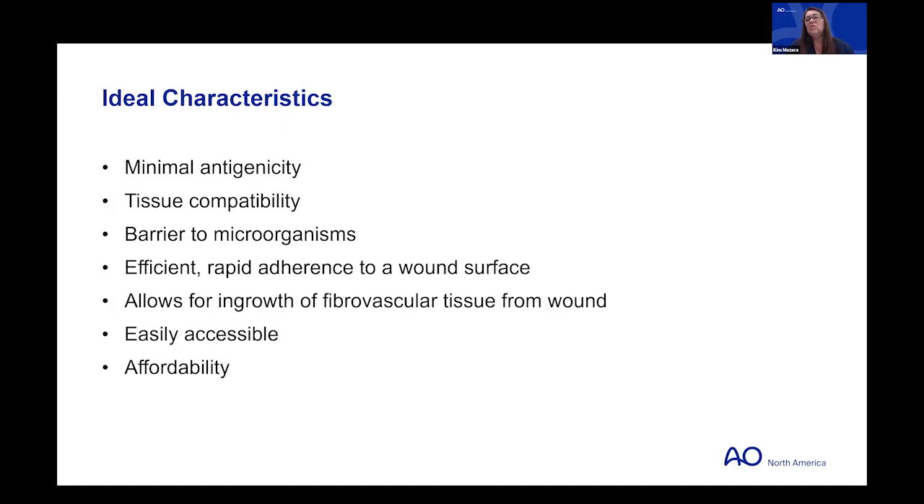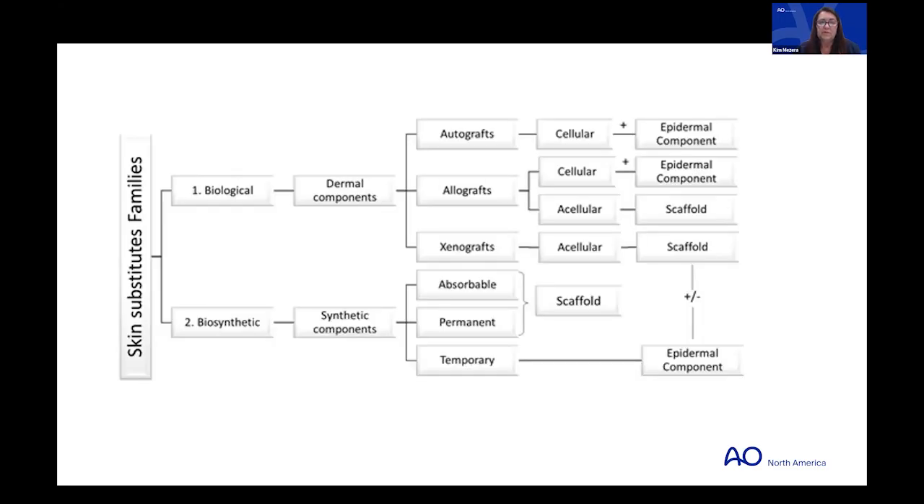Some of the human tissue is a little harder to get. Some of the allograft tissue, the supply isn't always there, and it can be hard to get from a tissue bank or something like that. Versus a synthetic product is just on the shelf, and so that can be a little more accessible. And then, of course, affordability. And that plays a big role in what one can use and what one can get.